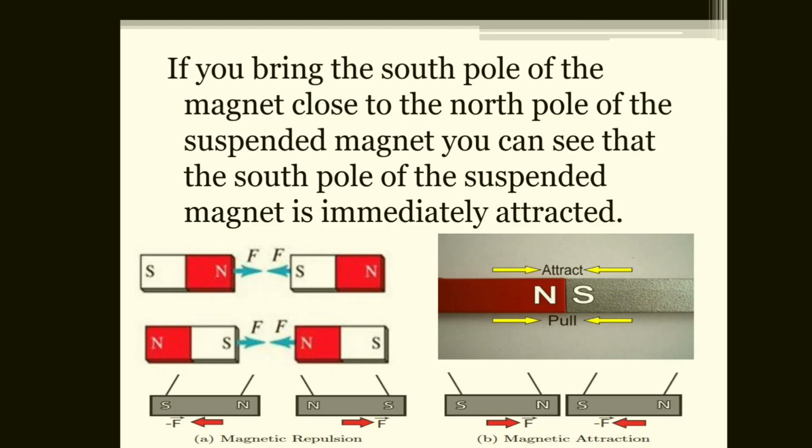If you bring the south pole of the magnet close to the north pole of the suspended magnet, you can see that the south pole of the suspended magnet is immediately attracted. So this time we are bringing the south pole of the magnet close to the north pole of the suspended magnet. You can see that the south pole of the suspended magnet is getting attracted immediately when we give a north pole, and if you give a south pole, the north pole of the magnet will get attracted.